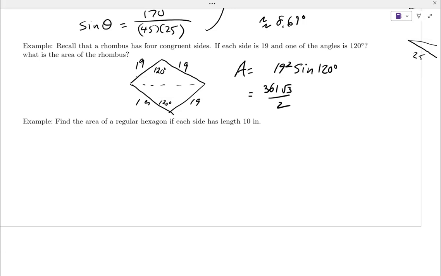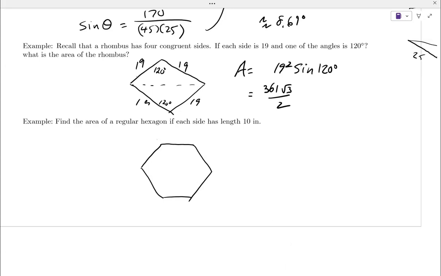Let's talk about how we would approach this last one. Regular hexagon. How many sides does a hexagon have? 6. So you would have 1, 2, 3, 4, 5, 6 sides. Regular means what? It's the standard one. Okay, I like that, a standard one. So all the same size and all the same angles, right? That's what regular means, all the sides are congruent, all the angles are congruent.